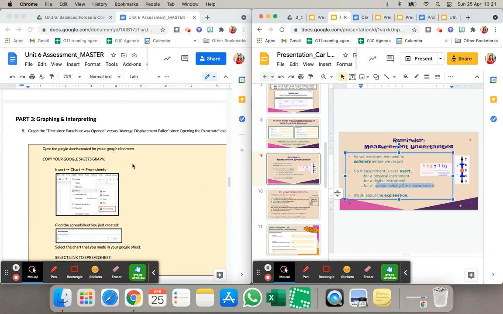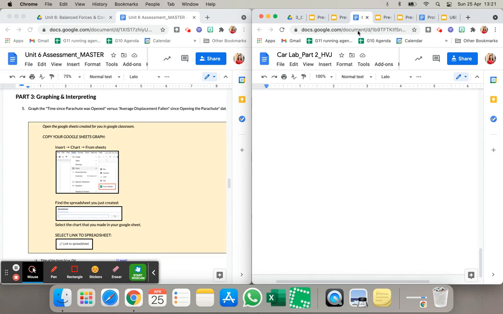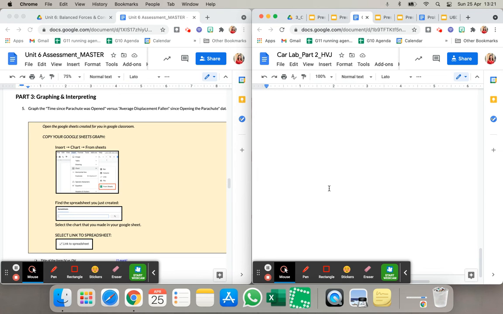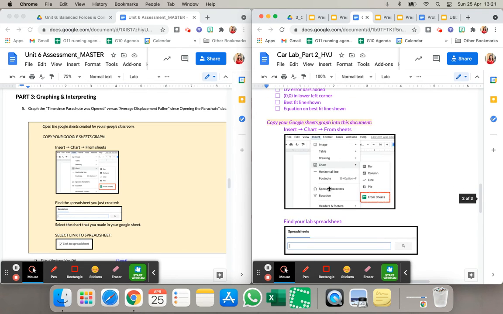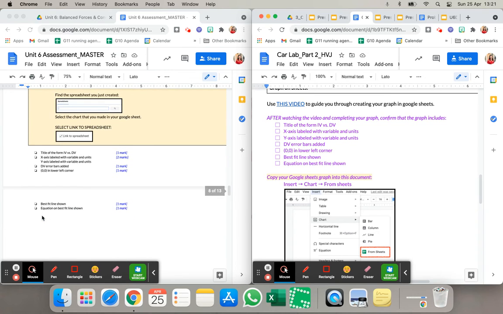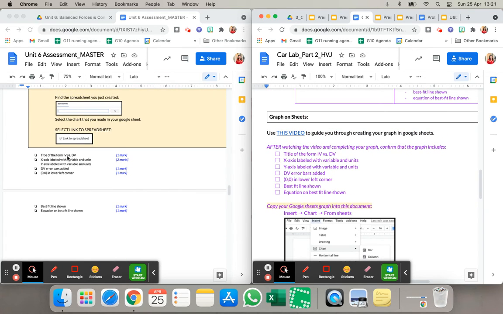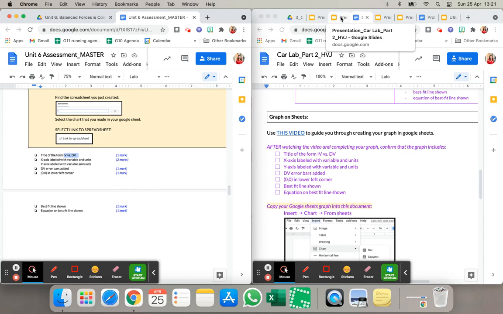All right, question 5, graphing. Well, as you know, you did graphing in Car Lab Part 2. You practiced graphing, and it looked exactly like the graph that you made. We also even gave you the checklist of what we were looking for, so many people did really well with graphing. Honestly, the biggest thing I saw in graphing was people, instead of saying IV versus DV, time versus displacement, several people wrote displacement versus time. The title, just like it told us here, is time versus displacement.